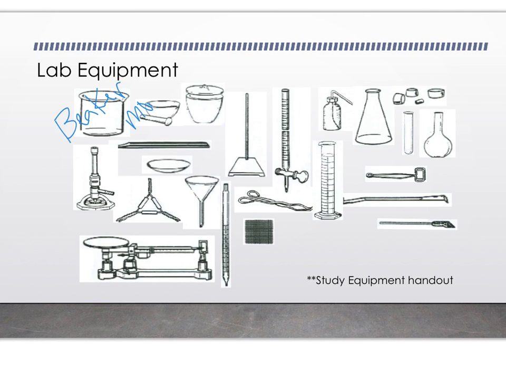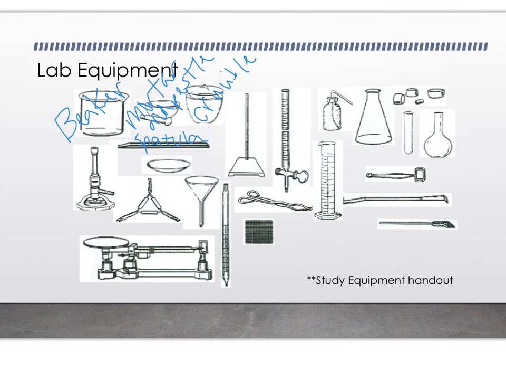The next one is a mortar and pestle that is used to grind up solids to make them smaller. The third one is a crucible, and this is used to heat small amounts of solids at very, very high temperatures. Then you have a spatula. This is used to transfer different solid chemicals for weighing or within a reaction.